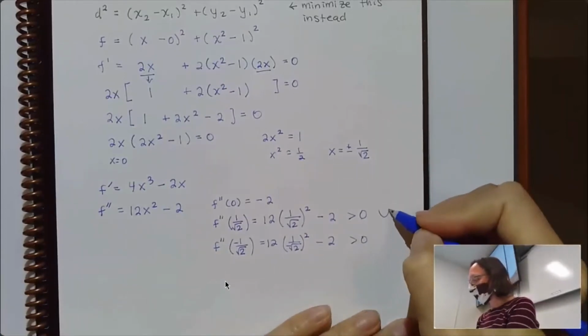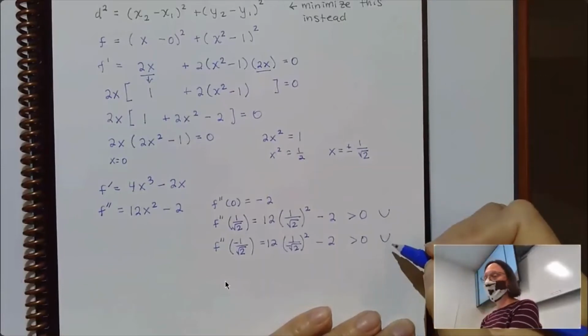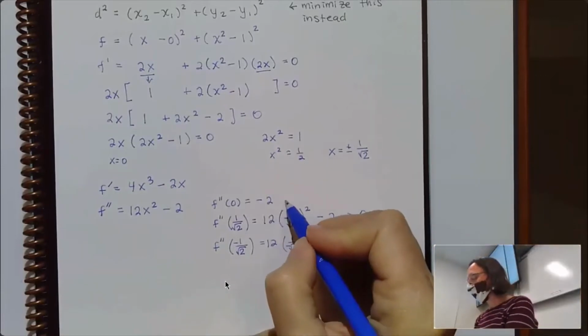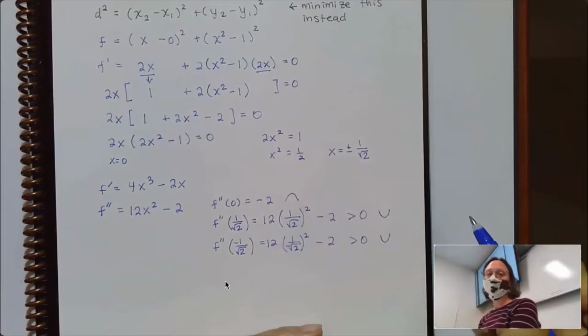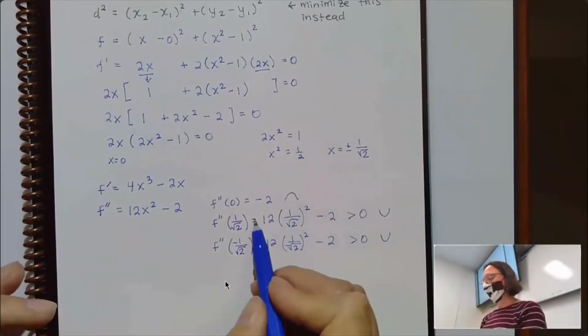So both of these represent minimums. This one represented a maximum. So we're not going to use the x equals 0 value.